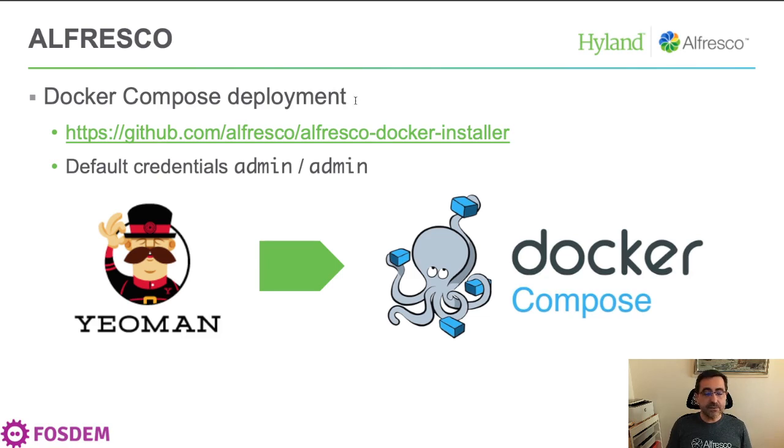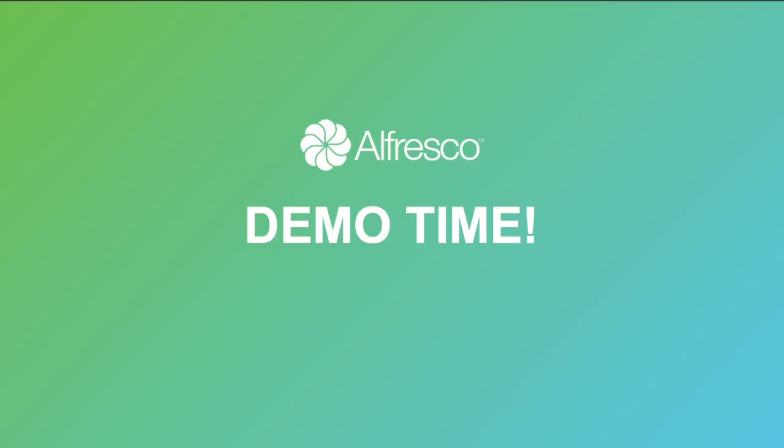In this case, a community project named Alfresco Docker Installer will be used. Remember that by default, Alfresco new deployments are using admin credentials. This project is a Yeoman generator that produces a Docker Compose template according to some options chosen by the user. But let's take a closer look into it now. Okay, so let's start with the Alfresco deployment by using Docker Compose.